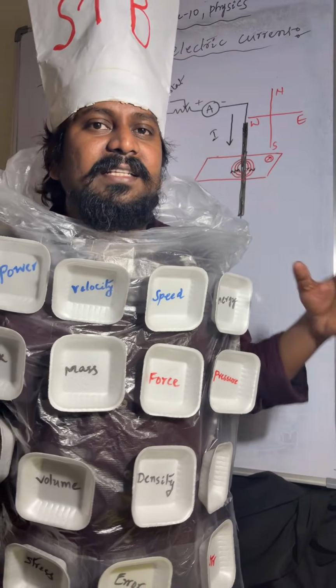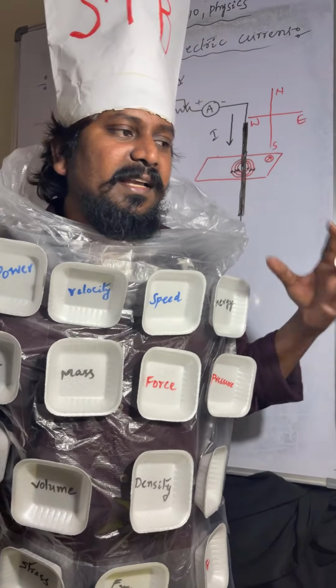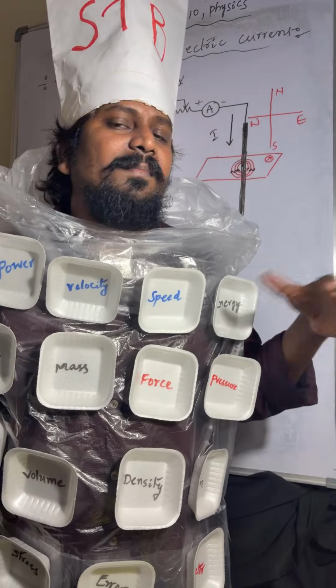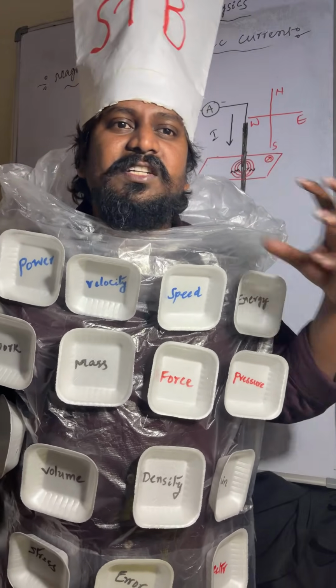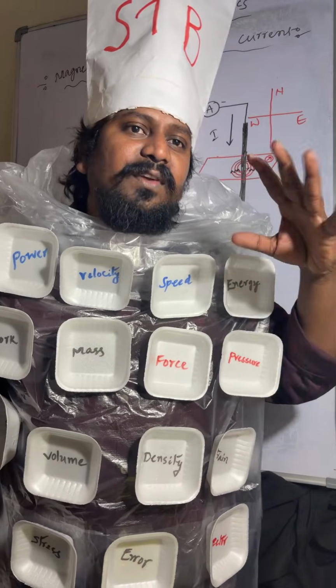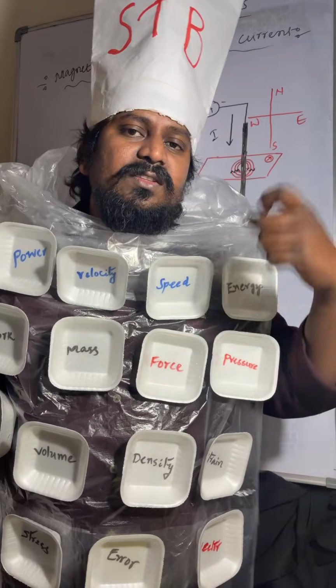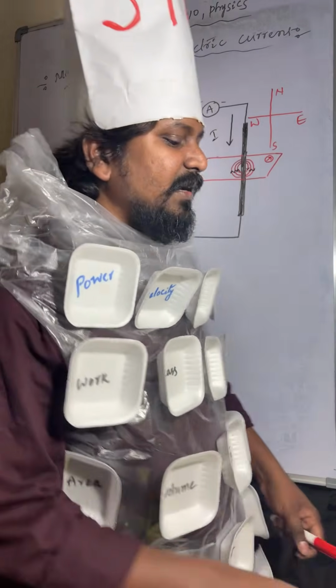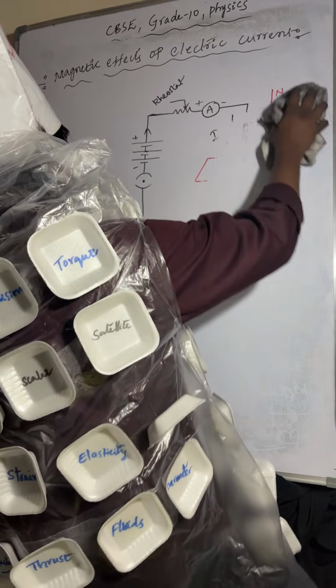And the next point is, if you change the direction of the current, the magnetic field direction also changes. Understood? I hope it is very clear. This is about the straight copper conductor. Okay.